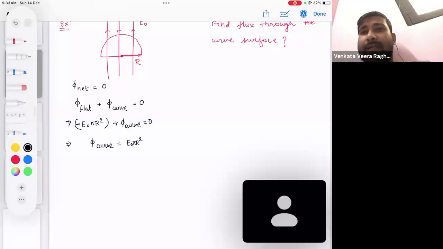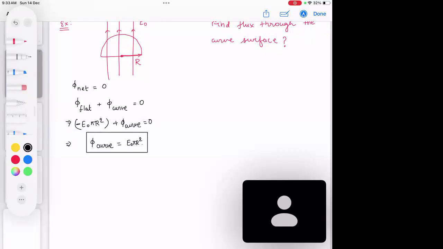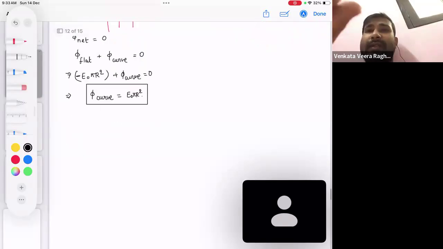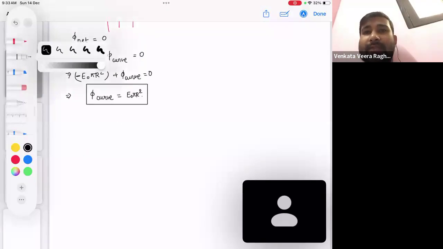Please tell, is this part clear? Yes, sir. So that's what we learn here: whenever there is a uniform field in a situation, what should we do? We should make net flux through any closed surface 0. Okay. Next, one more example.